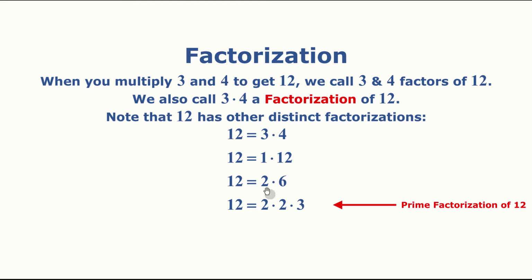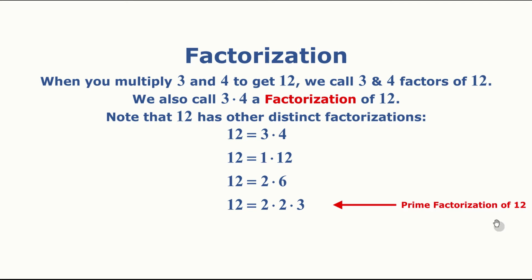12 can also be written as 2 times 6, right? And the factorization doesn't even have to have just two numbers in it. Here is a factorization of 12, right? As it turns out, this is the most important factorization of 12. Why? Because take a look at each of the numbers in it. What are they? They're all prime. So that's why we call this the prime factorization of 12.